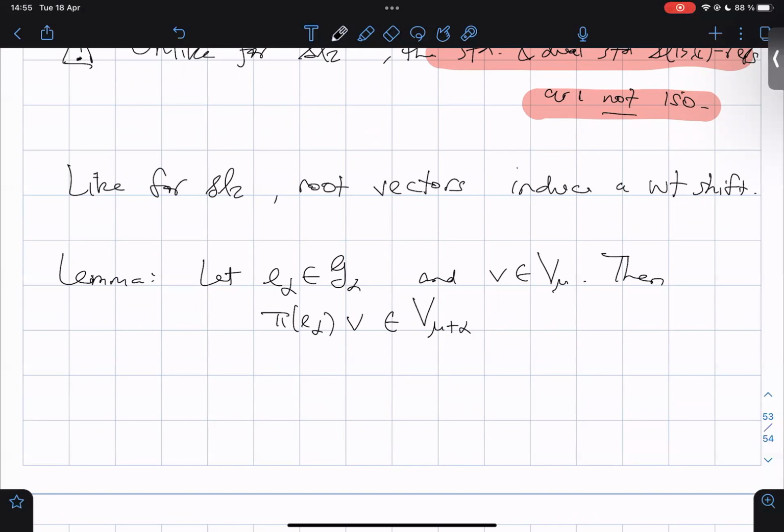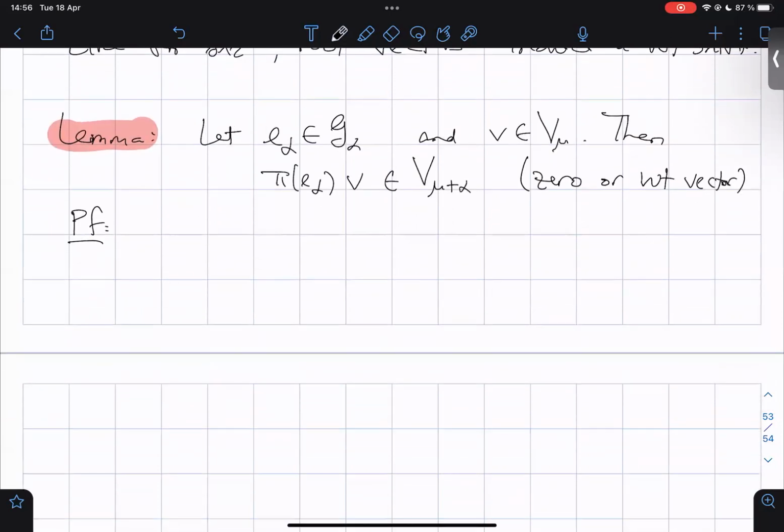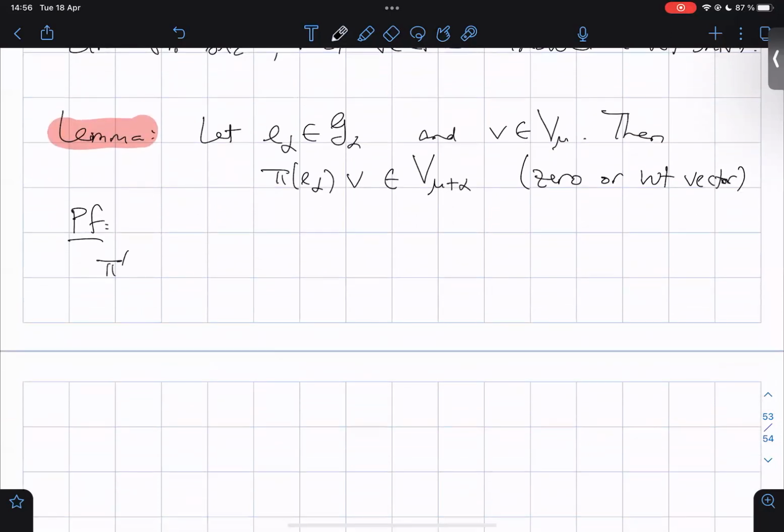It's different from the SL2 case where we talk about numbers, shifting by +2 or -2. Here we're shifting by a weight, by the weight alpha. So this could be 0 or it's a weight vector. The proof is a one-liner. We want to know that this vector lives in this weight space. What does it mean to live in a weight space? You need to know what the action of H is.